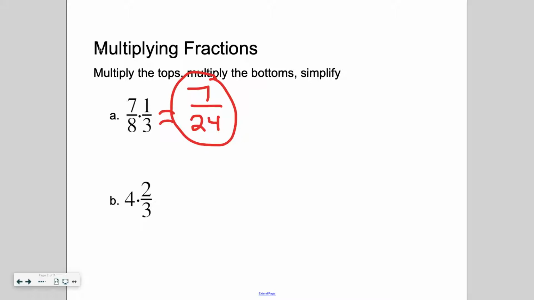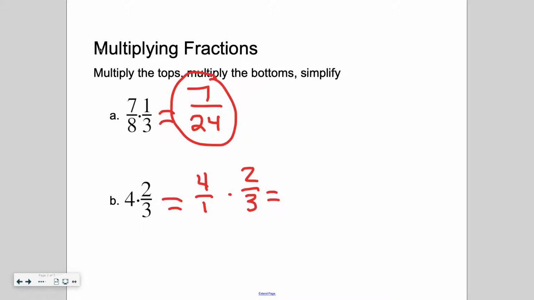On the bottom one, you have 4 times 2 over 3. I know you can't read that, and it's going to hurt your eyes, but just go with it. What do you have to do to the 4 to be able to multiply the fractions? You have to put it over 1. So 4 over 1 times 2 over 3.